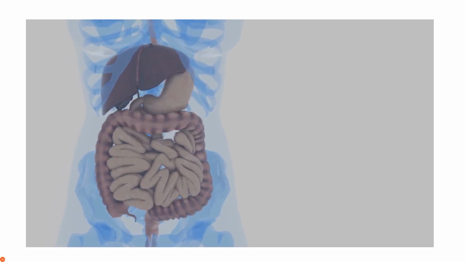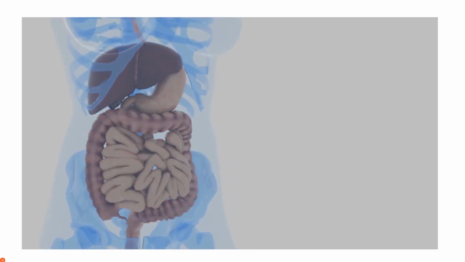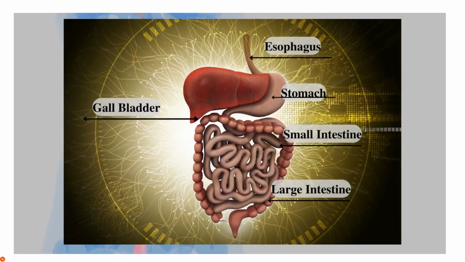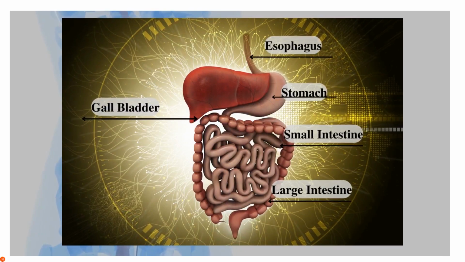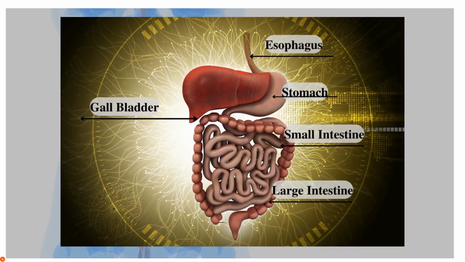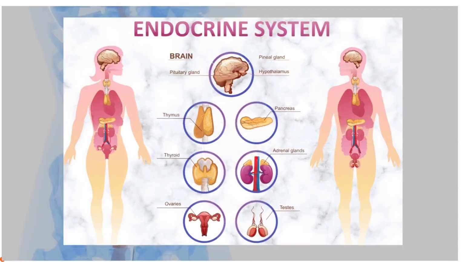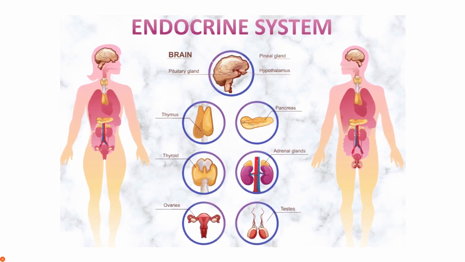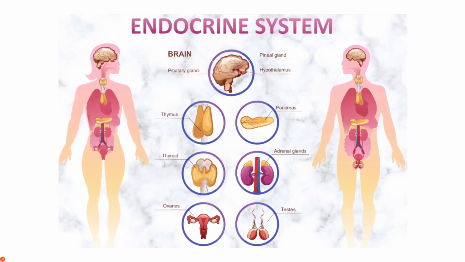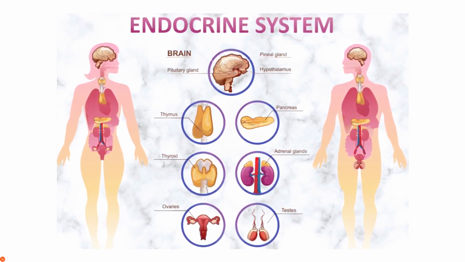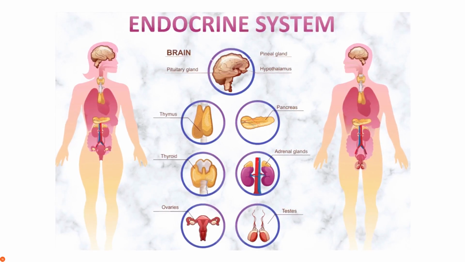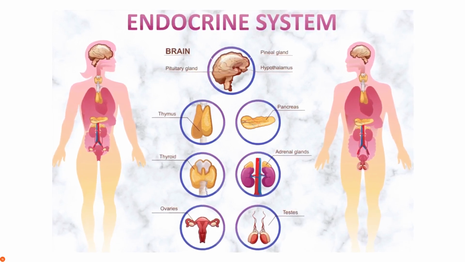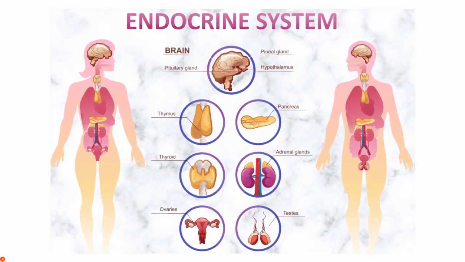The digestive system is responsible for breaking down the food and absorbing nutrients, and is made up of esophagus, stomach, small intestine, gallbladder, and large intestine. The endocrine system is responsible for producing hormones that affect the growth, development, sexual activity, and normal regulatory processes of the body. And it is made up of pituitary gland, thyroid gland, adrenal gland, and pancreas.